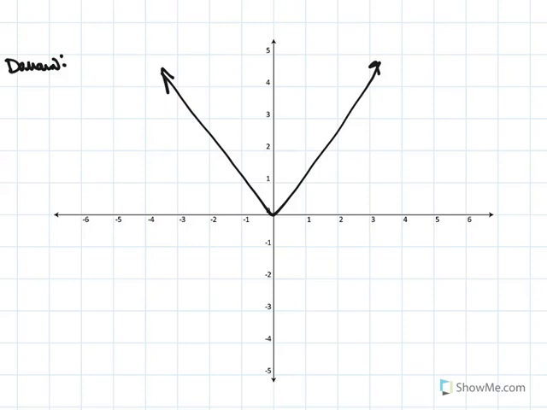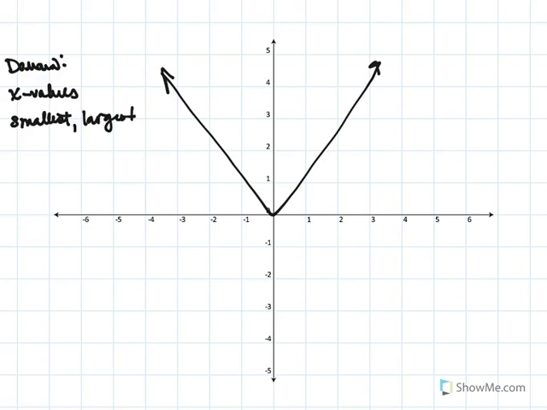So we want to be able to identify the domain and range of a given graph, of a given function. So the domain always means x values. And so when we are reading the graph to identify the domain, we want to always make sure that we are reading the graph from the left to the right, because we need to identify the values of the domain from the smallest x value to the largest x value that is present on the graph or on the function.